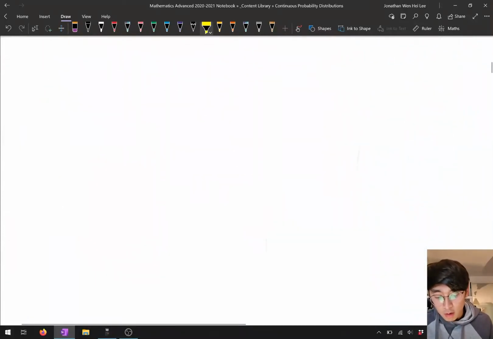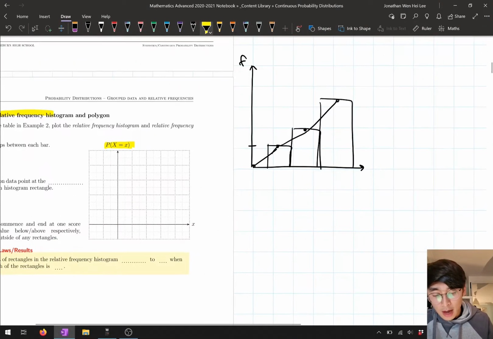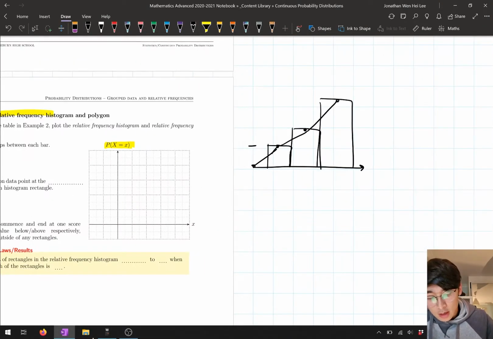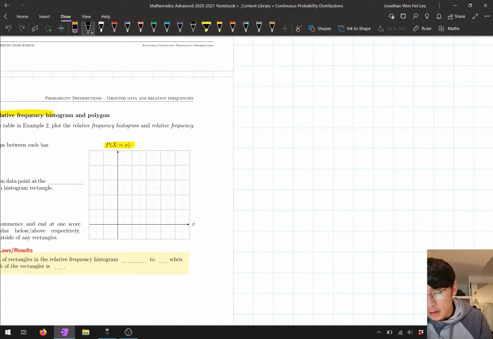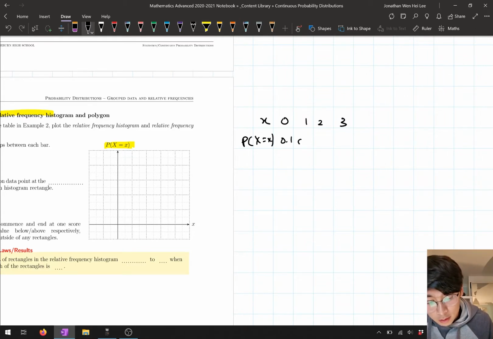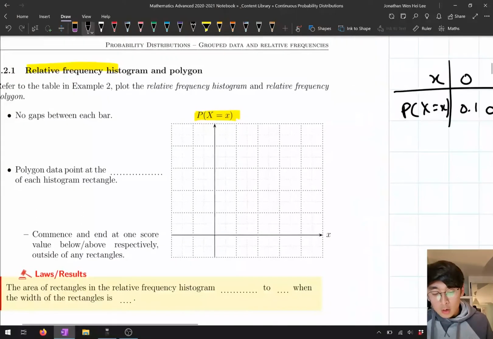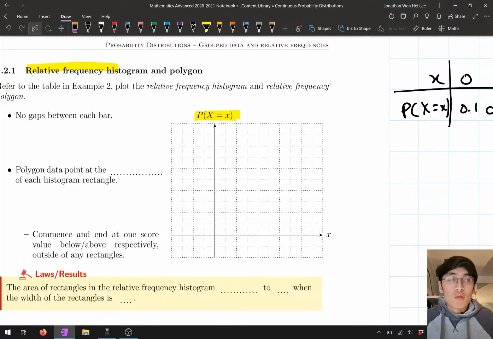So I'm going to write out this table here so that we have it for reference. This is the table we're referring to. Here, our outcomes were 0, 1, 2, 3, and the probability P(x) is equal to 0.1, 0.2, 0.3, and 0.4.